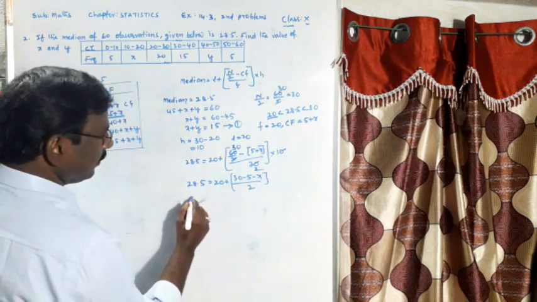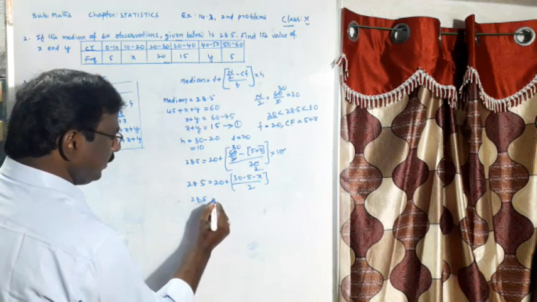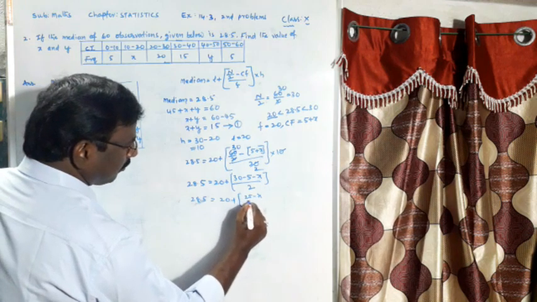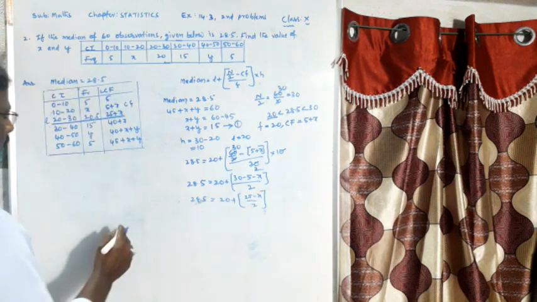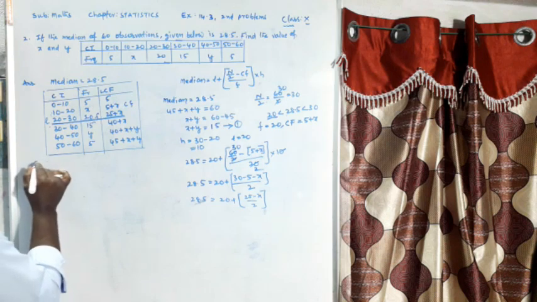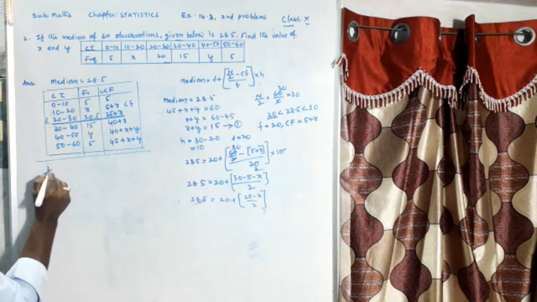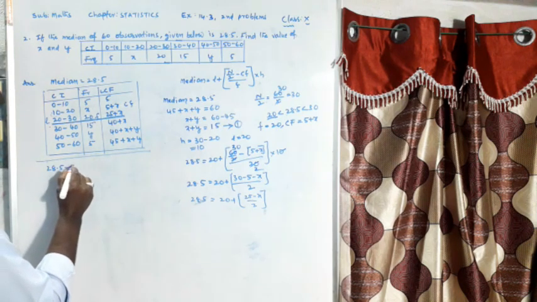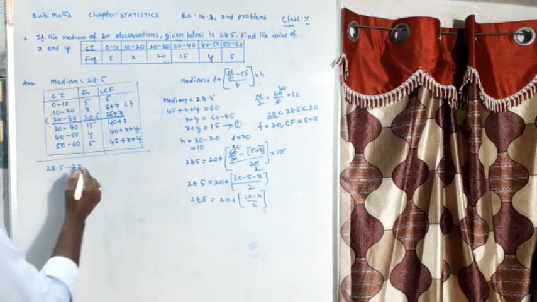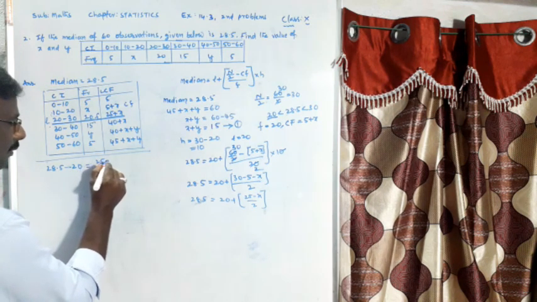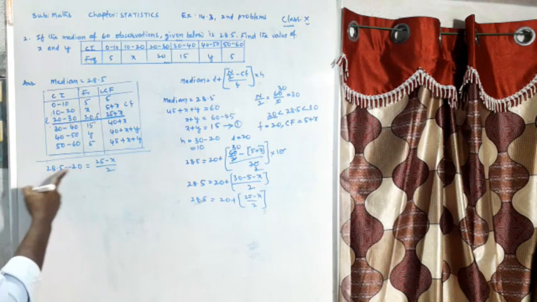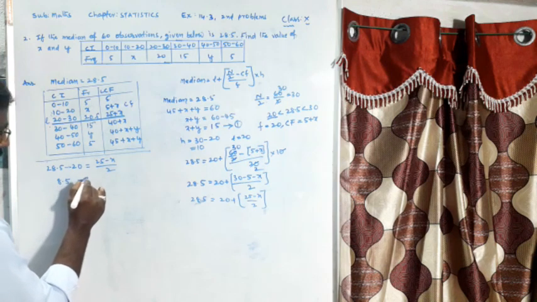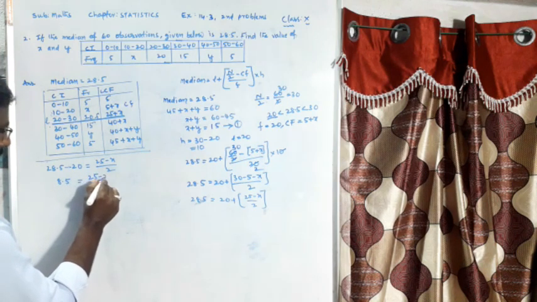Now this is 28.5 is equal to 20 plus 25 minus x by 2. Now interchange it. 28.5, 20 you can bring this side, is equal to 25 minus x by 2. This is 8.5 is equal to 25 minus x by 2.